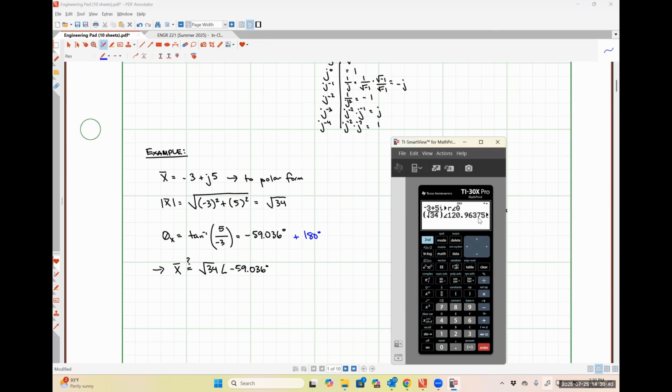So that's how you use a TI calculator to convert from rectangular form into polar form. If we wanted to do the opposite, if we go back to that complex menu and we keep scrolling down here, option 5 is for converting polar form complex numbers back into rectangular form complex numbers. Okay.